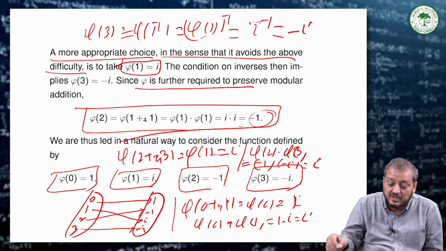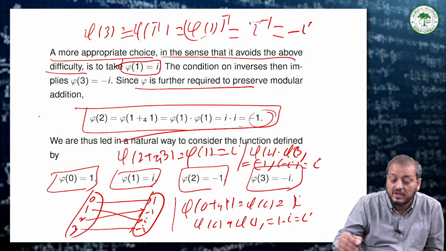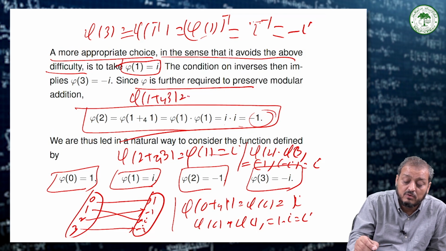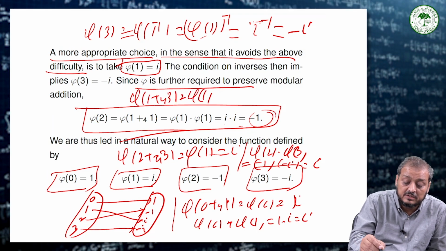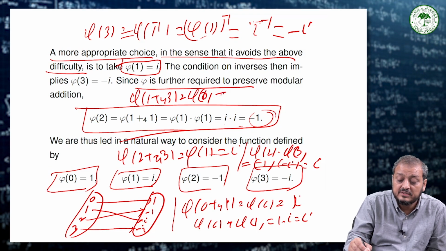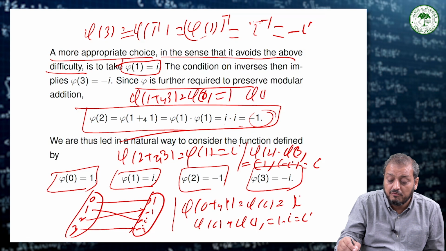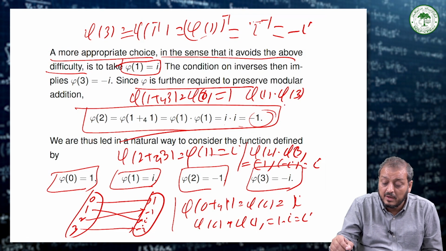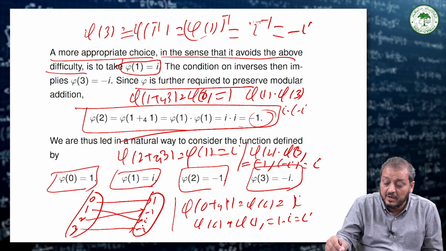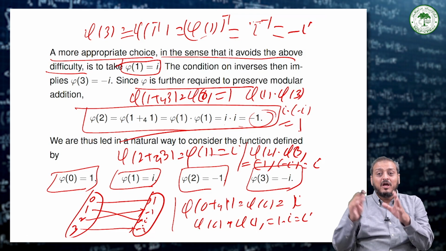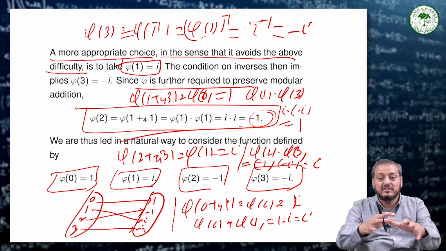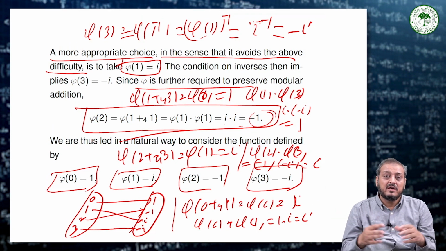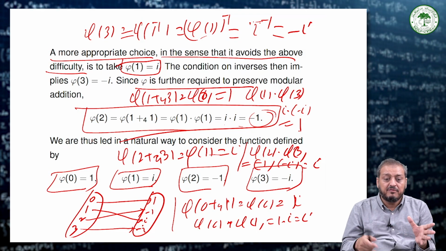So this condition is also satisfied, and then if you want to take phi of 1 plus modulo 4 3, then 3 plus 1 is equal to 4, which is phi of 0, and that is equal to 1. And now we take phi of 1 into phi of 3: phi of 1 is equal to i, and phi of 3 is equal to minus i, then you have again 1. So this means all the homomorphism conditions are satisfied. So this way we have constructed a bijective homomorphism phi.